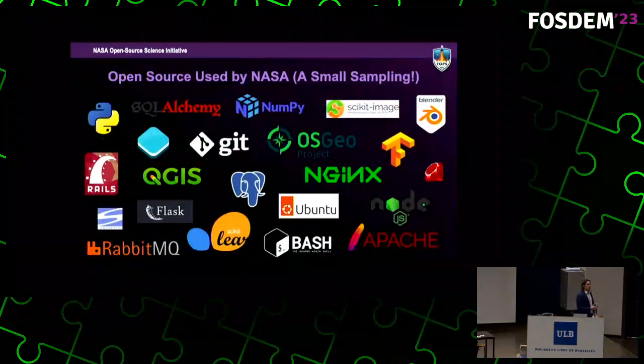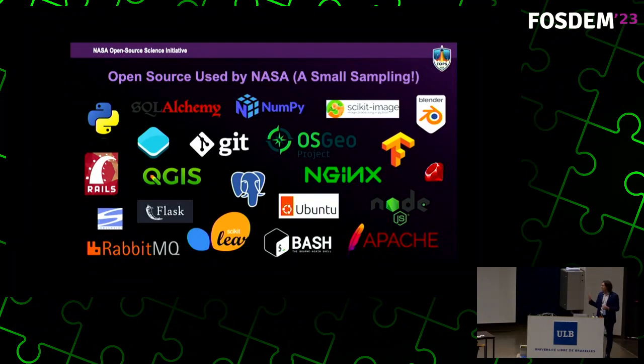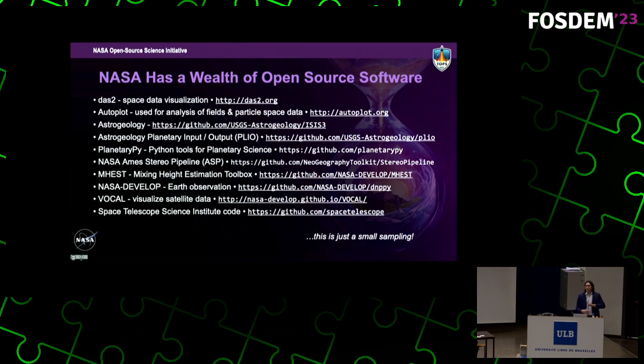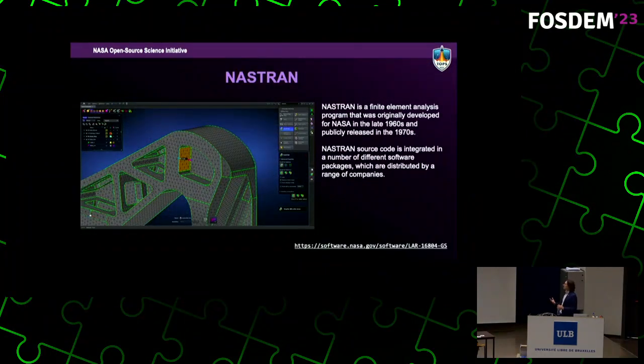But going back to what NASA does, this is less than 1% of the open source used by NASA. This is basically NASA and the wide range of NASA projects touching on just about every bit of open source you can imagine. Likewise, NASA and the people working at NASA release a huge amount of open source. This is less than 1% of the open source that's being released by NASA. It's a wide range of different projects touching on planetary science, astronomy, heliophysics, earth science, along with technology development and other aspects. NASA loves to spin off the things that we're doing.